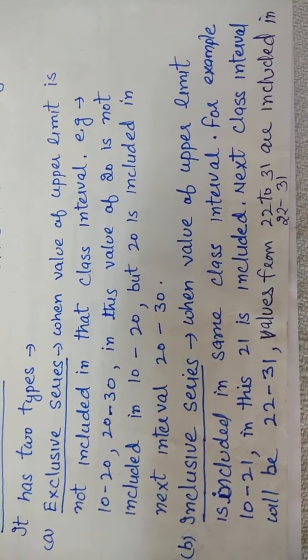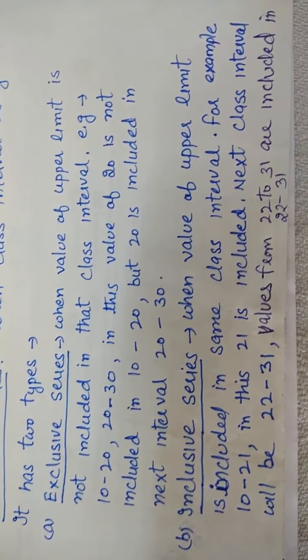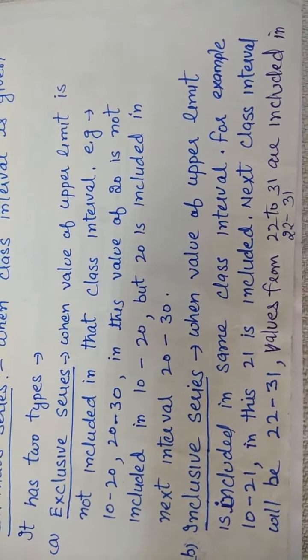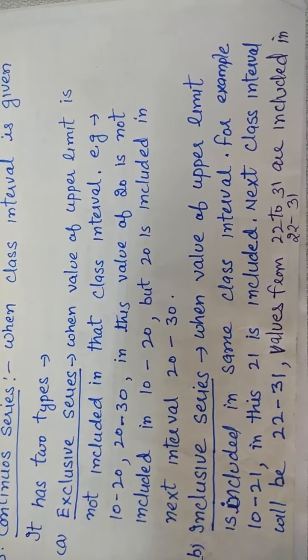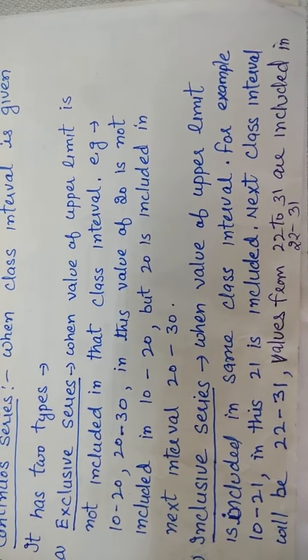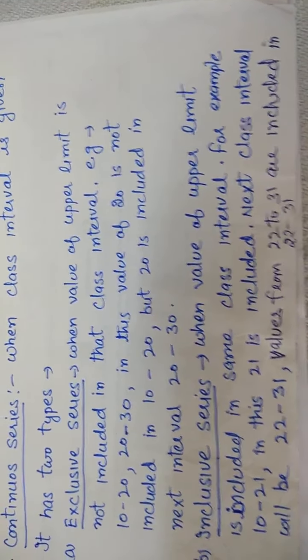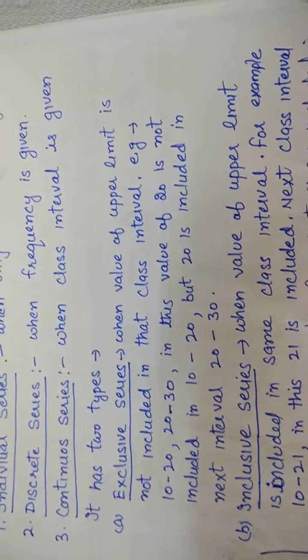For example, in class interval 10 to 21, the upper limit 21 is included. The next class interval will be 22 to 31. Values from 22 to 31 are included in the 22 to 31 series.